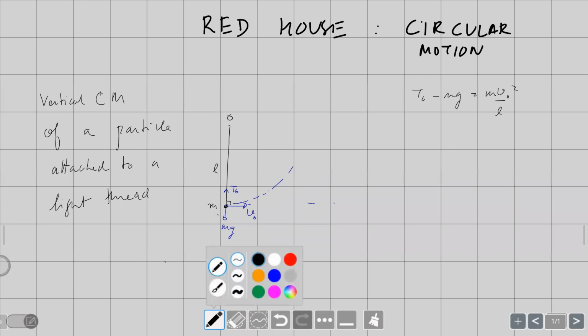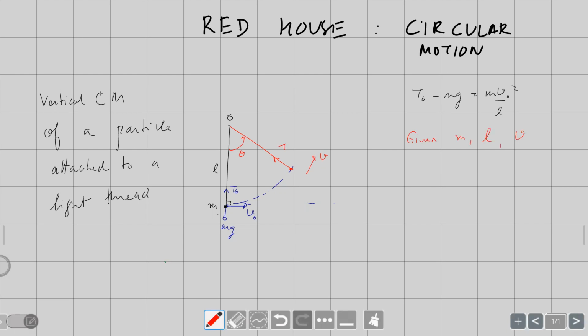Now the next thing you see is that by the time the particle comes to some position P, it has made an angular displacement of theta from the bottom. Here, how much will be the tension and how much will be the speed of the particle? How much will be the acceleration? Suppose we know the mass of the particle, the length of the thread, and the initial speed. Then how will we find the tension, the speed, and the magnitude of acceleration of the particle at an angular displacement equal to theta? So this is the thing that we're going to do next.